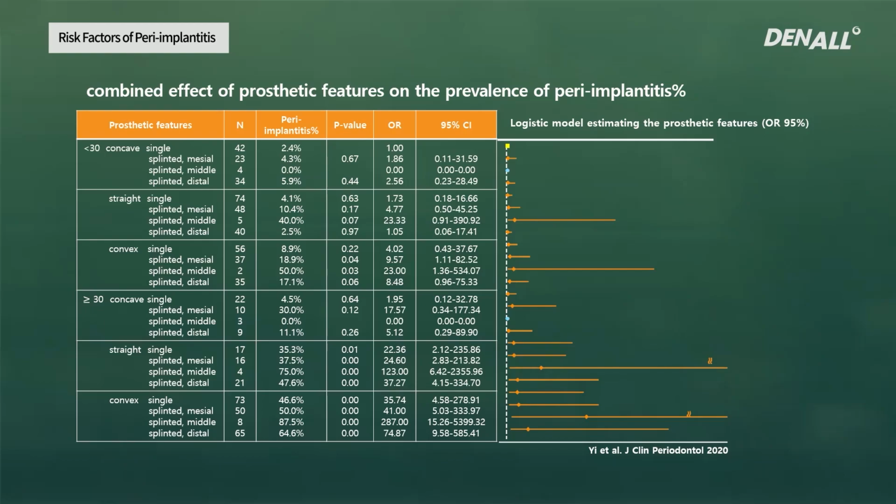If the angle is 30 degrees or lower, that is better. If it is less than 30 degrees, there's no problem if the emergence profile is concave or straight, but if it is convex, it is red. And if it is higher than 30 degrees, concave is better. Bridge or single type prosthesis is considered. And if it is a bridge type, the middle implant is prone to peri-implantitis.